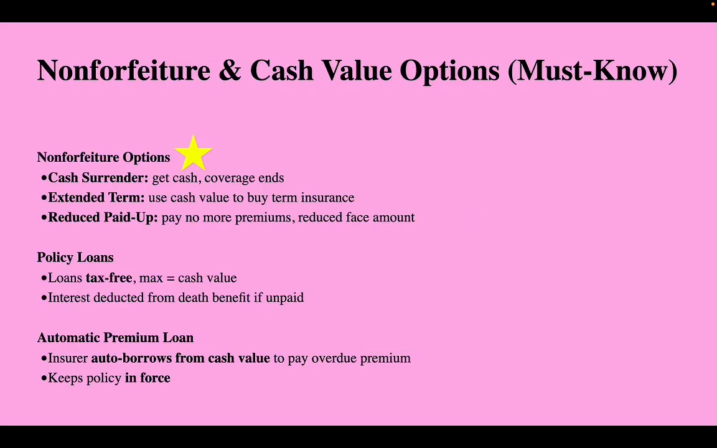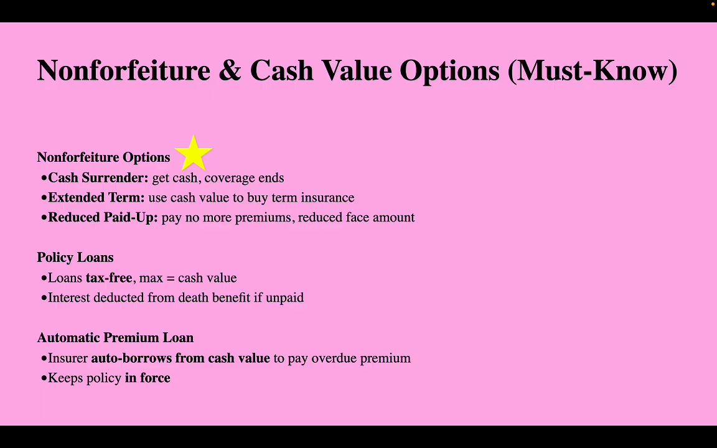Slide 4, Non-forfeiture Options and Policy Loans. Permanent policies build cash value, and there are several ways to access it. Non-forfeiture options let the owner keep some benefits if the policy is surrendered. Cash surrender means taking the cash and ending coverage. Extended term uses cash value to buy term insurance for a limited period, and reduced paid up allows coverage to continue with a lower face amount without paying more premiums.